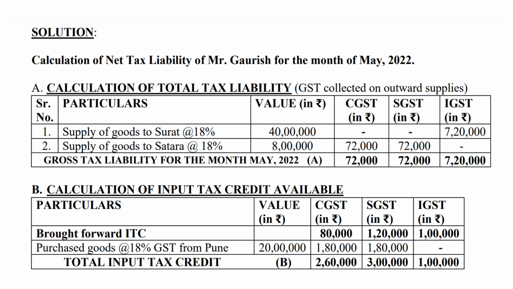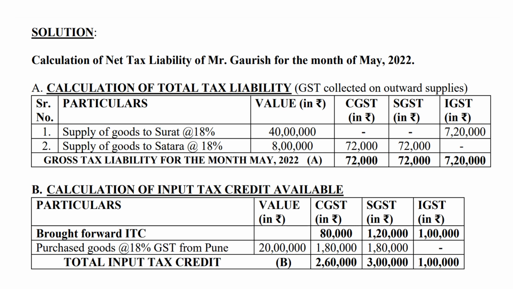Now we'll just add the CGST, SGST and IGST amounts. So this is the gross tax liability for the month of May 2022. Okay, so this is the transaction happening and we have done this. Next, we have the calculation of input tax credit available.